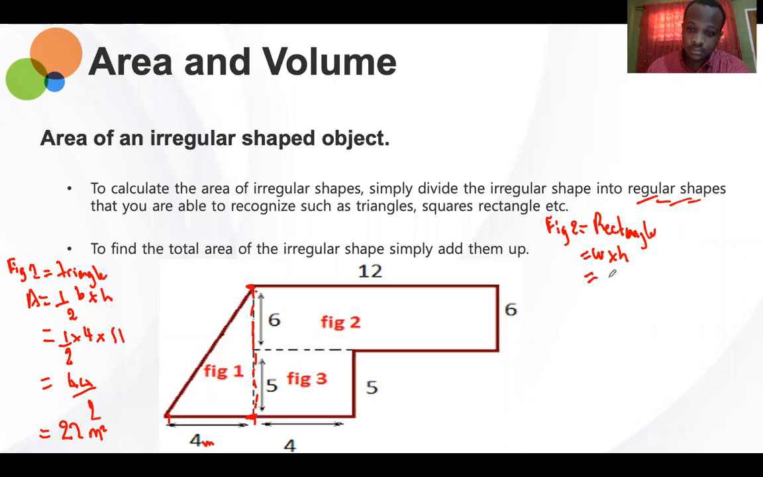Our width is 12 and our height is 6. Right. So what is our area for figure 2? 12 times 6. This is our area for this. 72. Right, so 72 bananas.